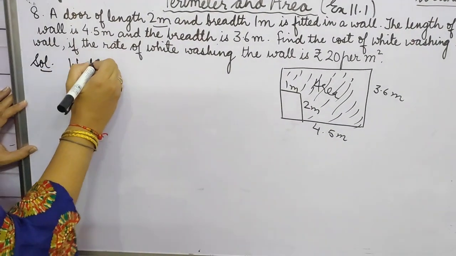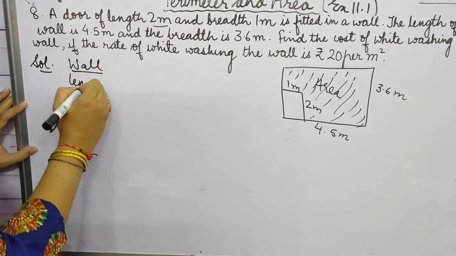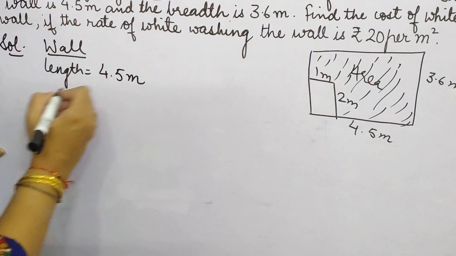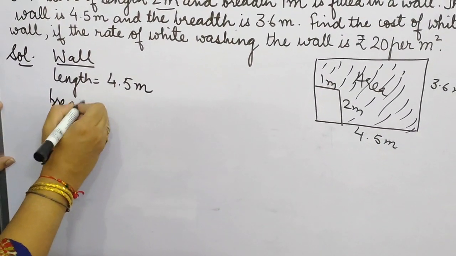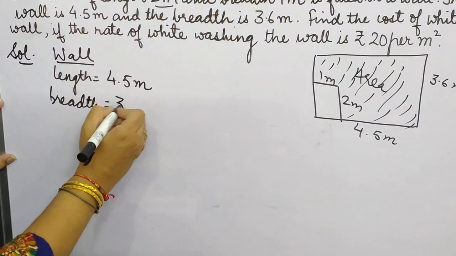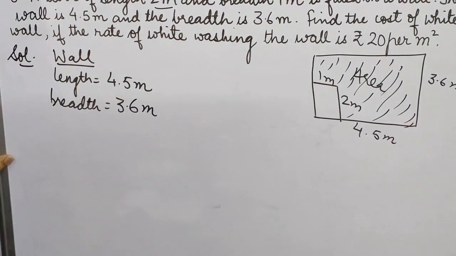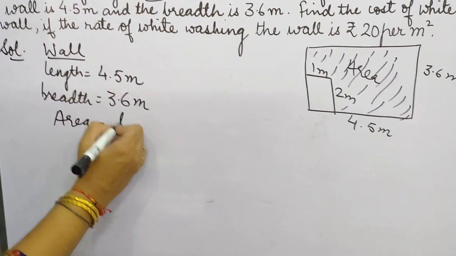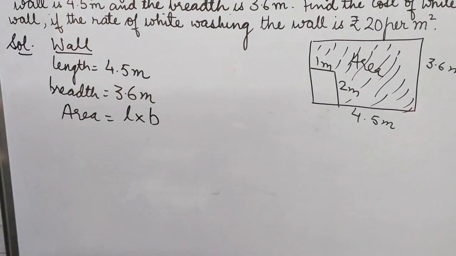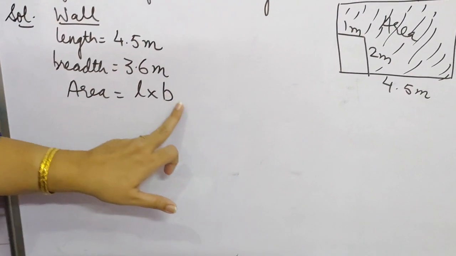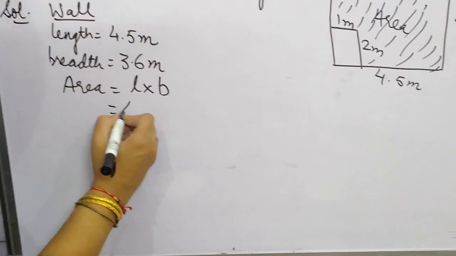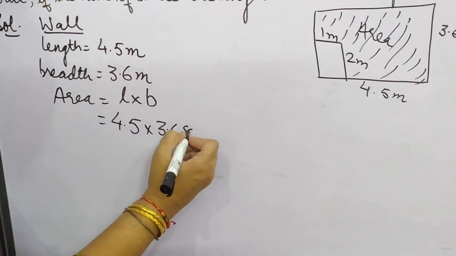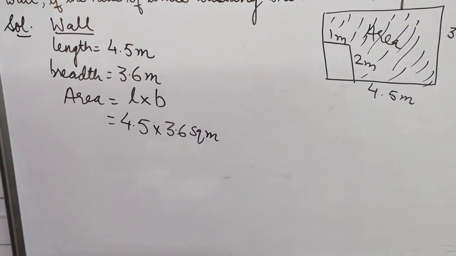Let us first talk about the wall. How much is the length of the wall? It is 4.5 meters. How much is the breadth of the wall? It is 3.6 meters. Now let us calculate its area. And since it is a rectangular wall, the formula for area is length multiply breadth. Length is 4.5 and breadth is 3.6. It will be in square meters.